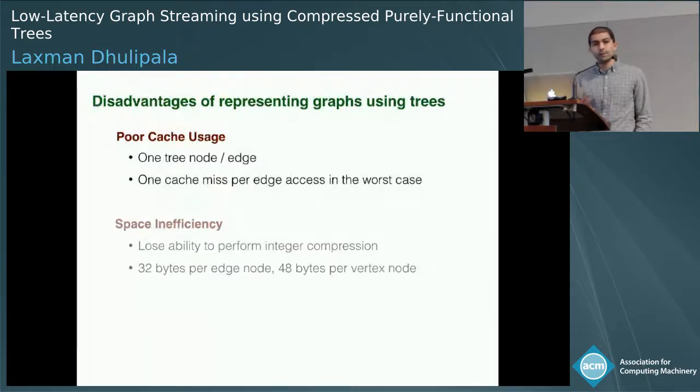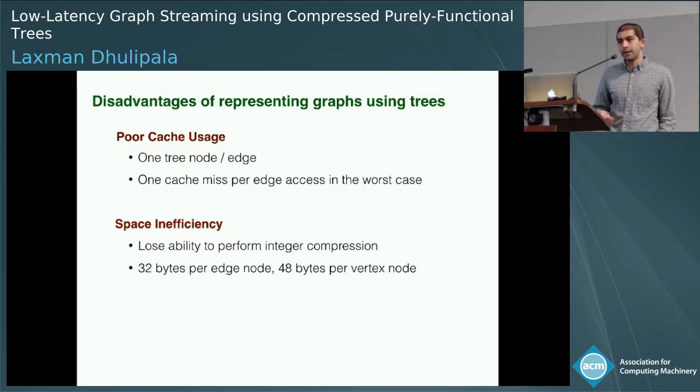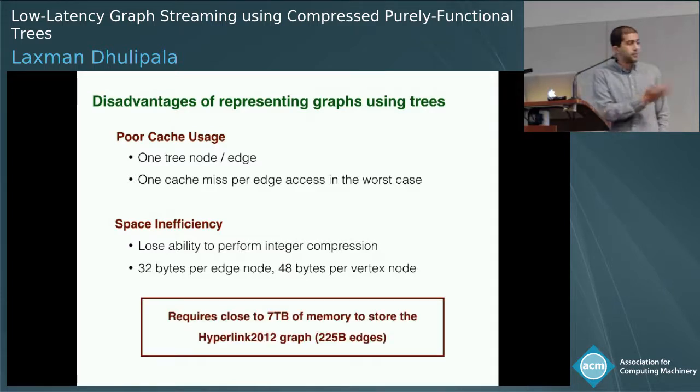In addition, as you might guess, storing a single tree node per edge would cause a huge amount of space to be wasted. So if we're using 32 bytes per edge node, this is going to, again, require a few terabytes of memory to represent a graph with a couple of hundred billion edges. And so to drive that point home, it would require close to 7 terabytes of memory to store the hyperlink 2012 graph, which has 225 billion edges.